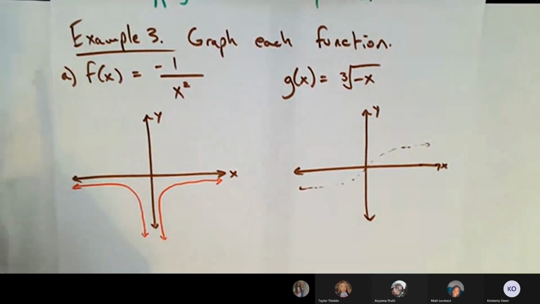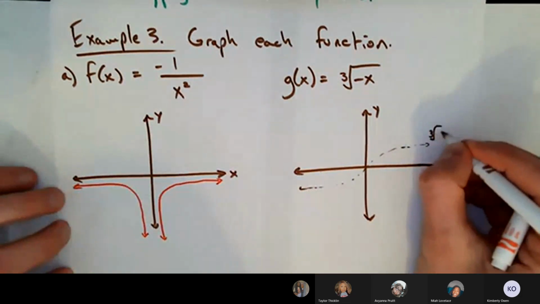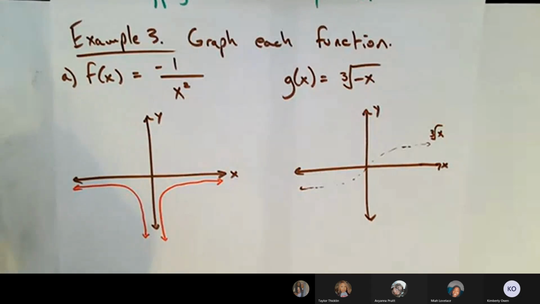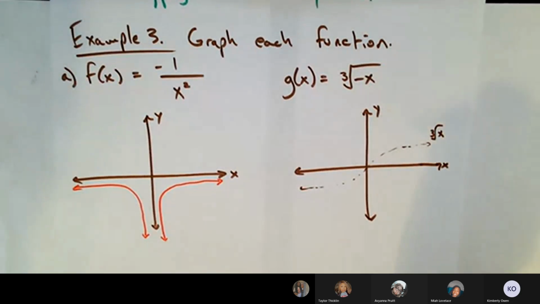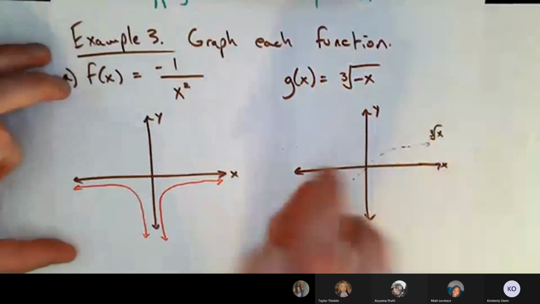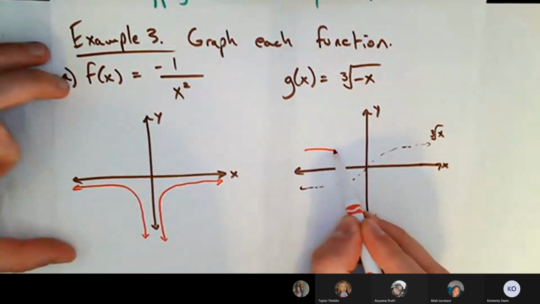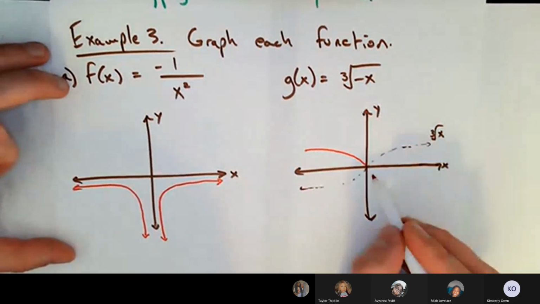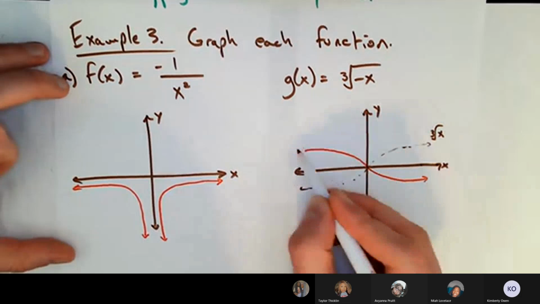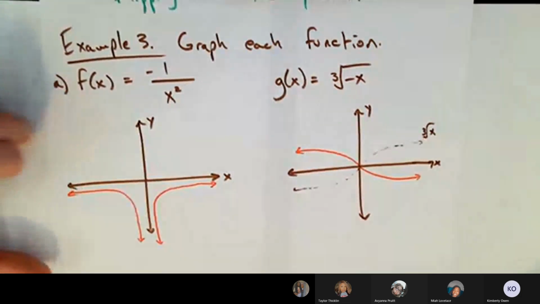Like that kind of shape. That's the base cube root of x graph. But I want to stuff a negative under it, which results in a flip over the y-axis. So I'll take this graph and I'll take this leg of it and I'll flip it over the y-axis. So I expect it to be over here. And I'll flip the other part over the y-axis, which I'll put over here. There it is. There's that graph.